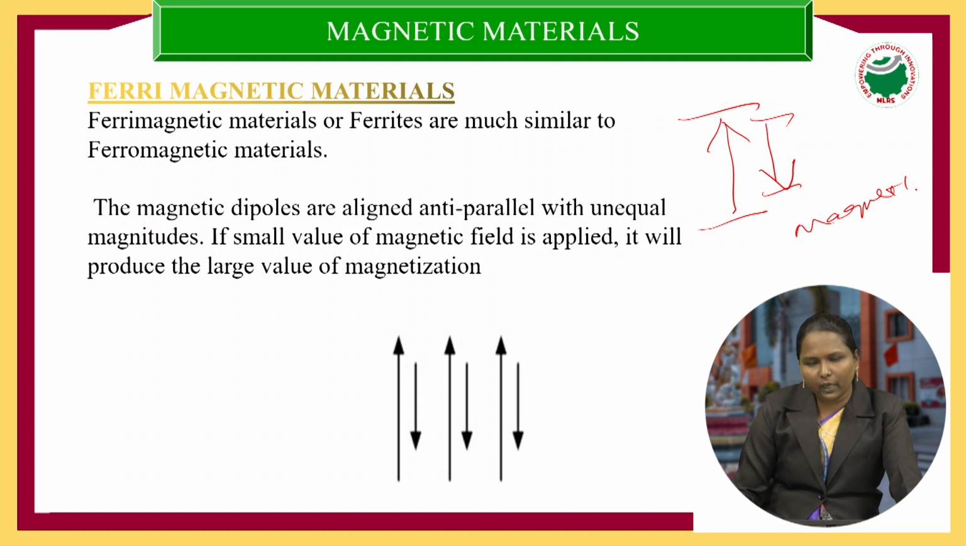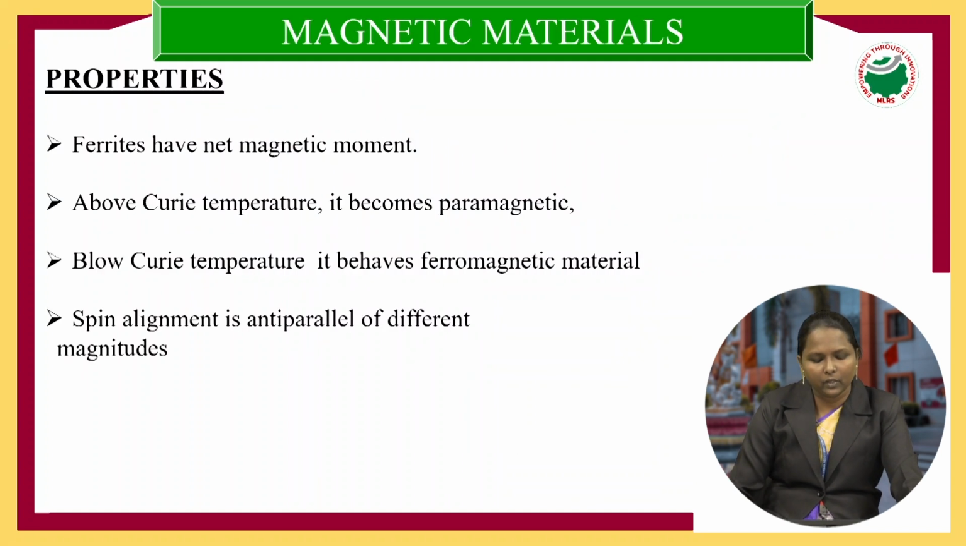Because of this magnetic moment, if you apply any weak field to the material, a large magnetization is produced inside the material. This type of material is called ferrimagnetic material. Here are some of the properties of ferrimagnetic materials. The magnetic moment is not equal to 0. In these materials there is a magnetic moment which is not equal to 0.